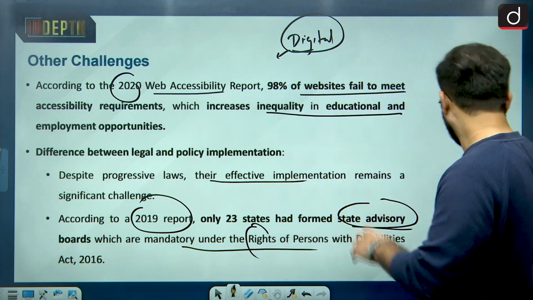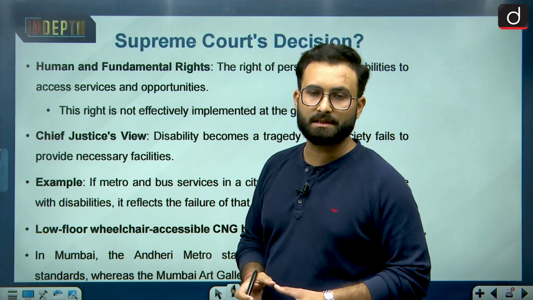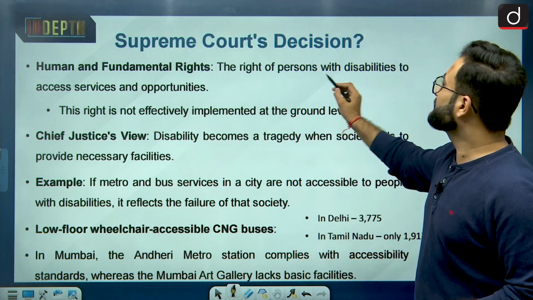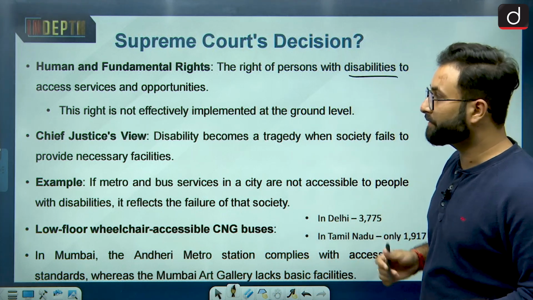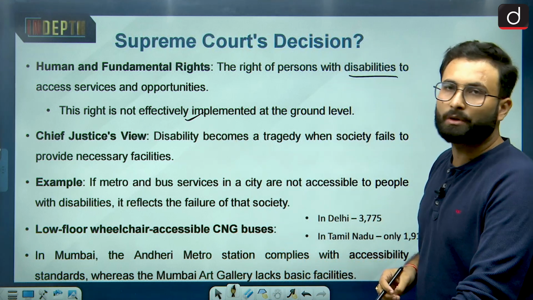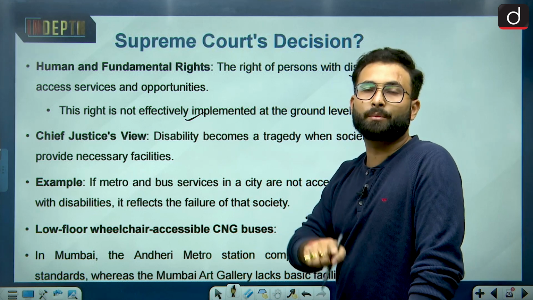Okay, now coming to the next part, that is the Supreme Court's decision. Now we have seen what the challenges are, and now we will be talking about the decision here. Human and fundamental rights: the right of a person with disabilities to access services and opportunities. This right is not effectively implemented at the ground level. The Supreme Court has recognized the right, but they have also observed that it is not being implemented.